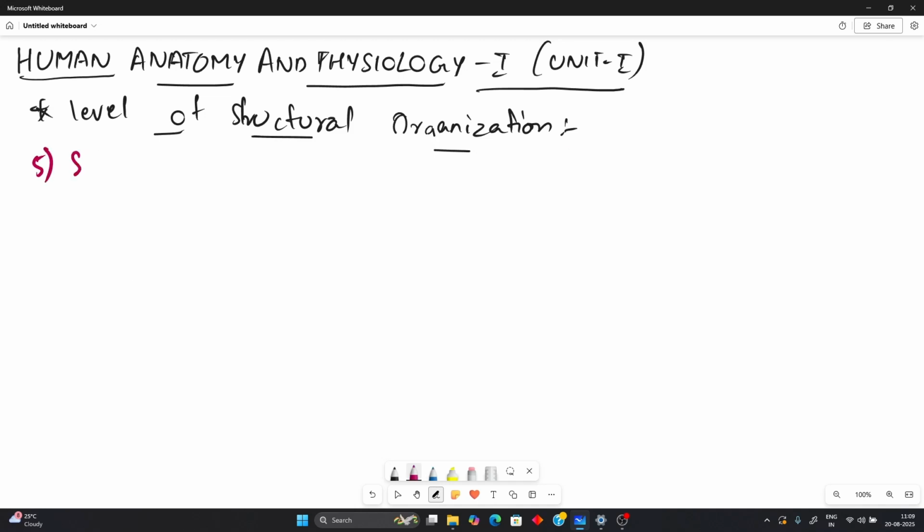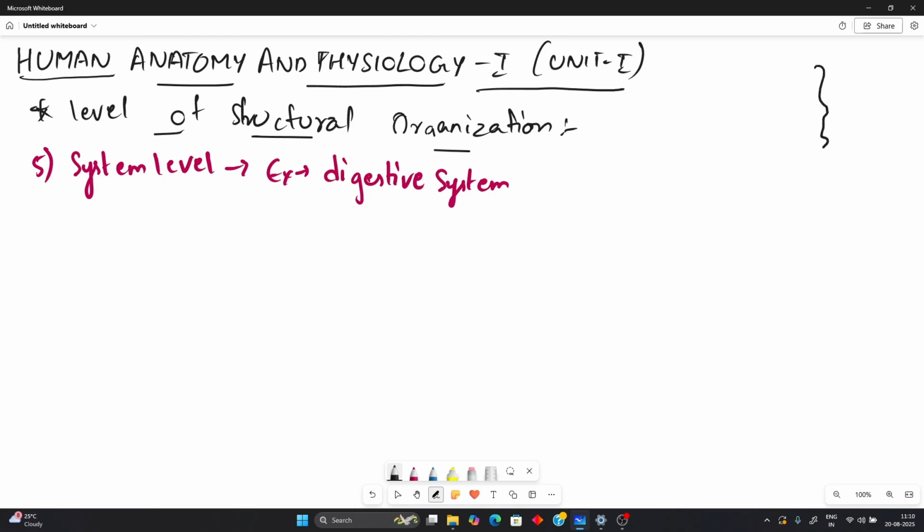So the fifth one is the system level. To understand the system level, let us take the digestive system as an example, because we have taken the stomach as an example. The system level tells about a particular system and how it functions. Let us suppose this is a person.